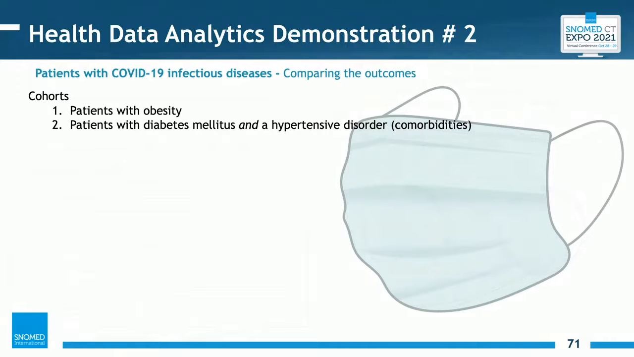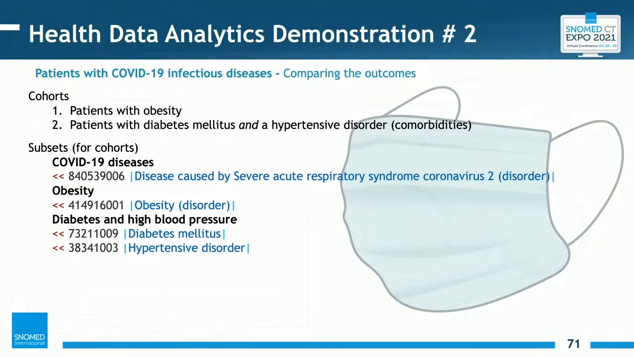In terms of the subsets that we'll need to define these cohorts and run the analysis, we have a range of hierarchical queries we'll need to use here. And here are the corresponding ECL queries. First of all the COVID-19 infectious diseases, then any type of obesity, and for the cohort with comorbidities, we need to use two ECL queries to identify patients with both conditions: descendants or self of diabetes mellitus and descendants or self of hypertensive disorder. And then we have the outcomes we want to compare.